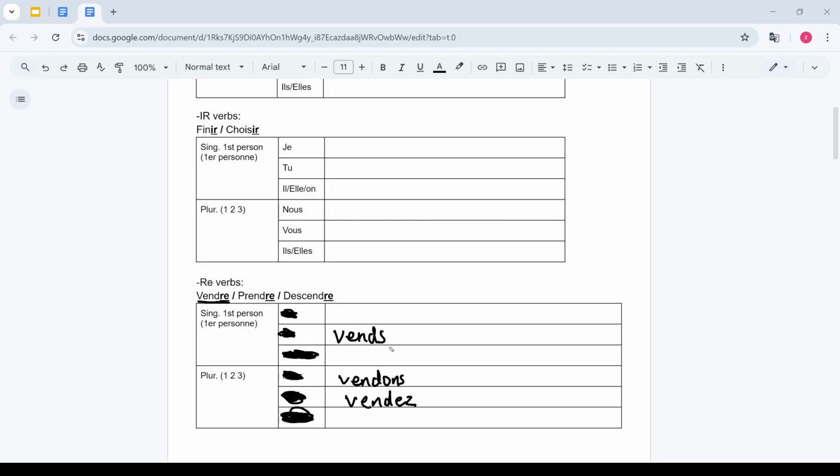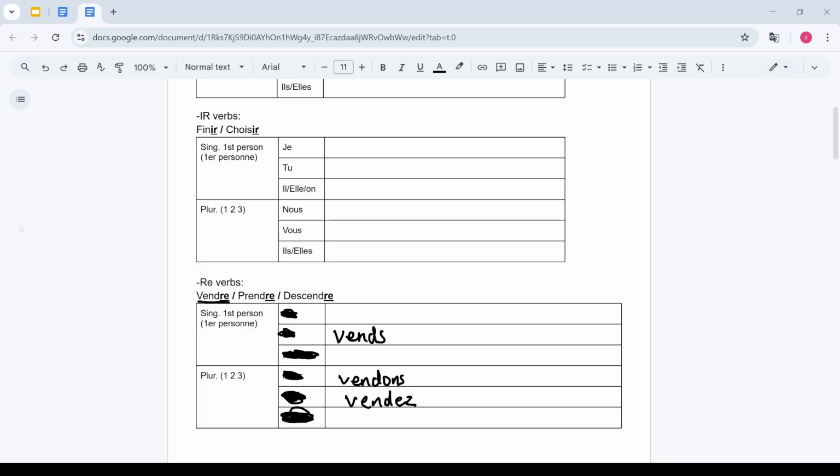So again, the S stays for tu. And if we wanted to tell someone sell, then we would say vends. If we wanted to say let's do this thing, so let's sell, vendons. And then if we wanted to tell a group of people to sell, or if we're trying to be respectful, as in saying please do this, then we would say vendez.